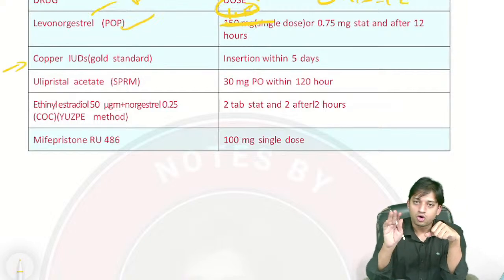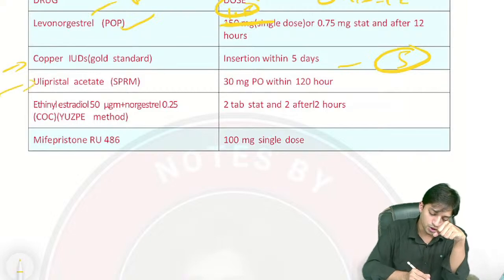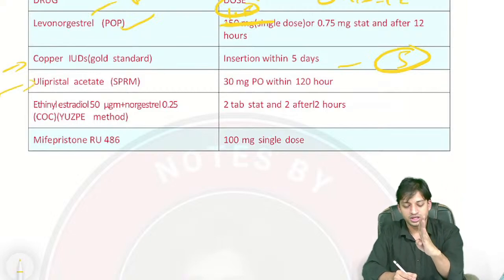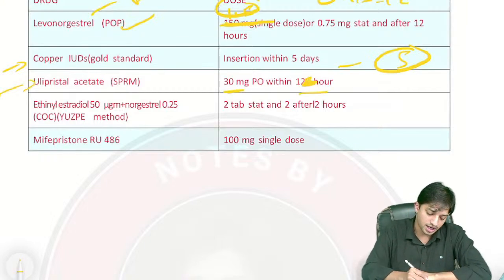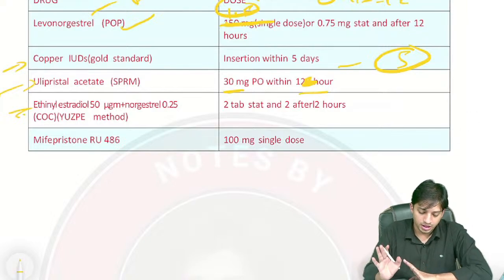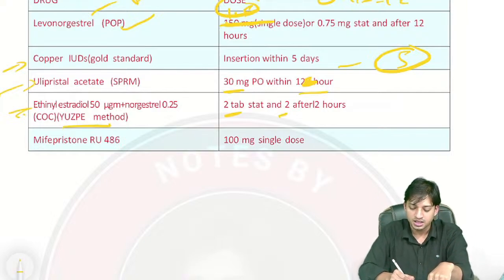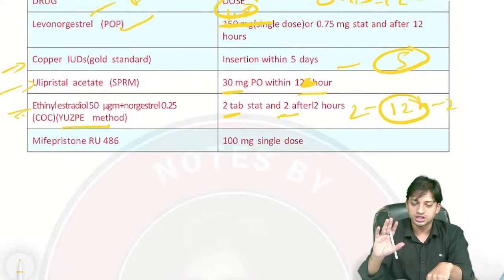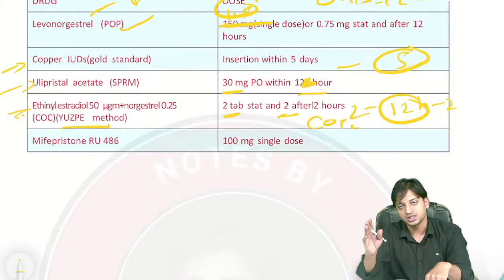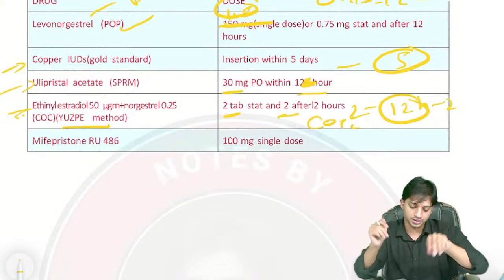Now, copper IUCDs, they are the gold standard. Why? Because they can be used up to 5 days. Ulipristal, you know, is a selective progesterone receptor modulator, right? SPRM, 30 milligram orally, within 120 hours you have to give. Again, ethinyl estradiol, you know the dose, the Yuzpe regime, 50 microgram tablets, 2 tablets stat and 2 tablets after, separated by 12 hours. This is for the COCPs. If you want to achieve emergency contraception with the help of COCPs, you follow the Yuzpe regime, 50 microgram, 2 tablets, 12 hours apart, right?